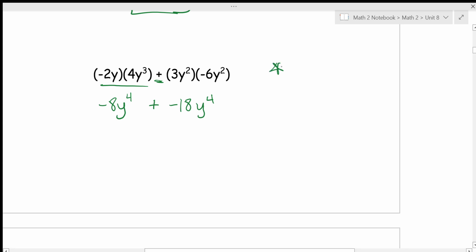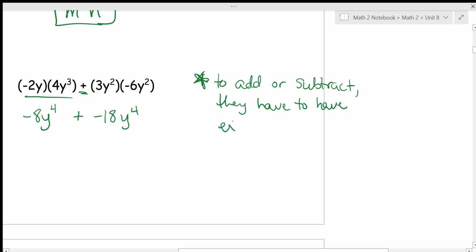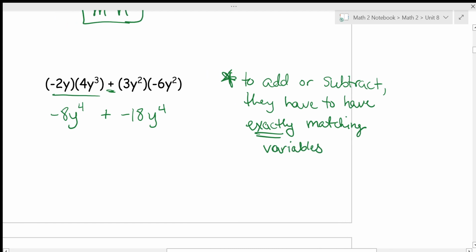Here we go. To combine terms, to add or subtract, they have to have exactly matching variables. That means they need to have the same variables and their variables need to be raised to the same power.